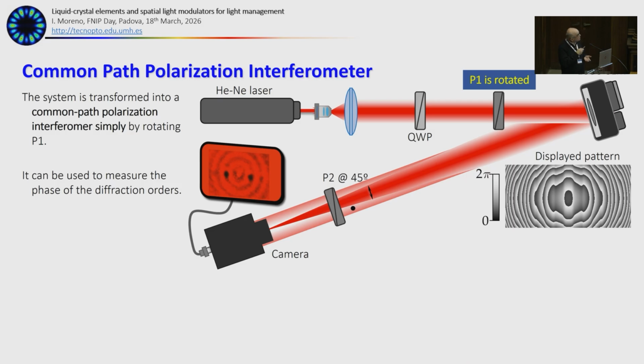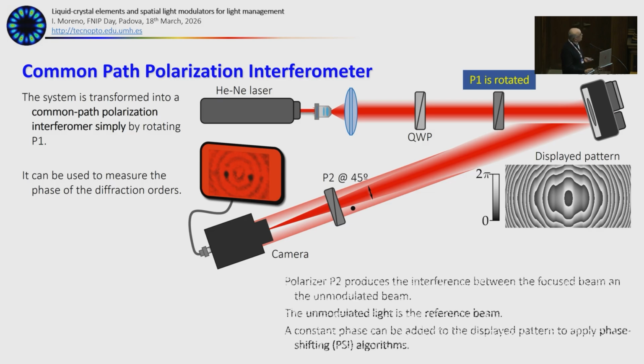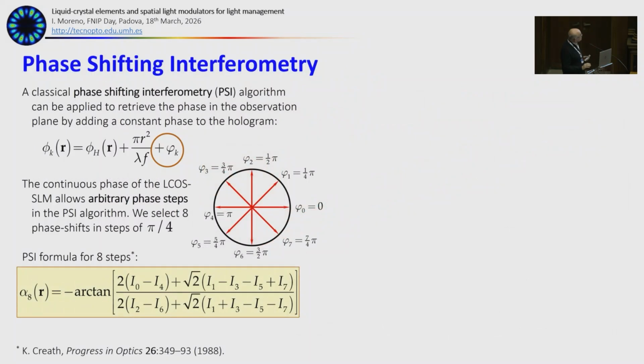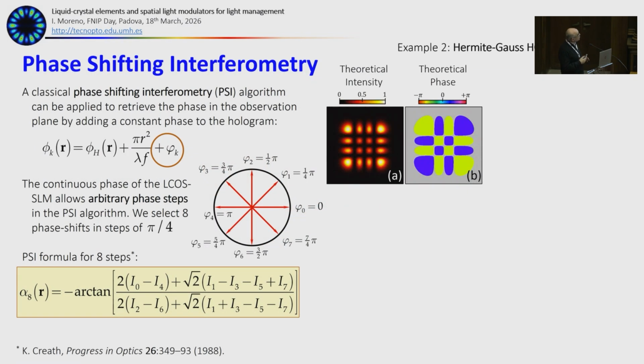So with this simple system, we have what is called a common path interferometer, which is very interesting because common path interferometers are not sensitive to vibrations of the system, which is one typical characteristic of many other interferometers. So this is what we did. And in addition, this is one example of what we did.